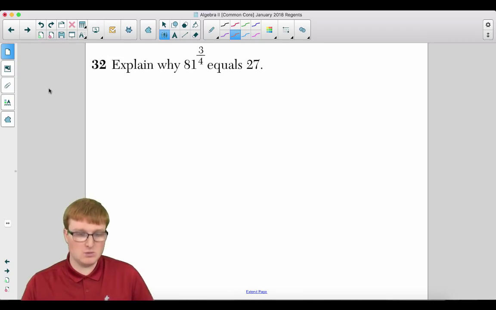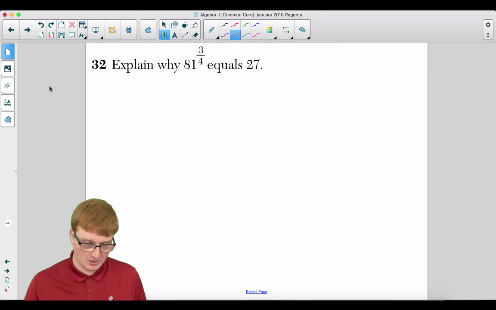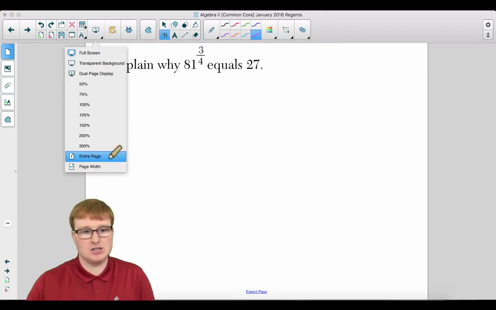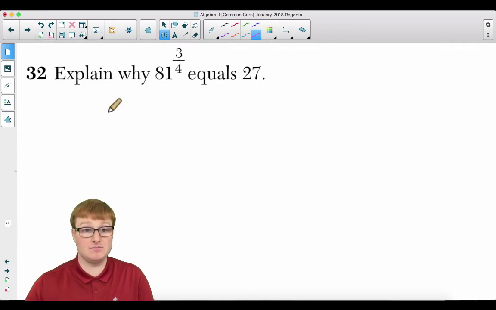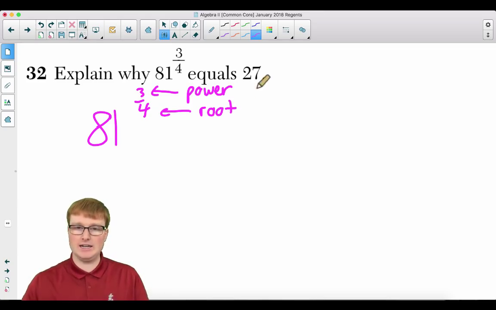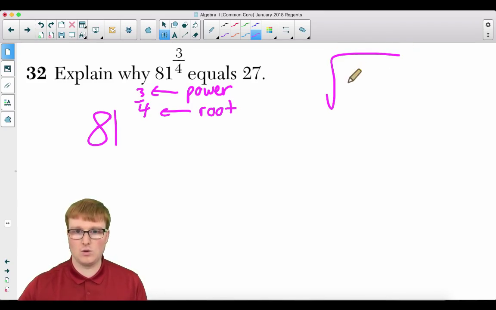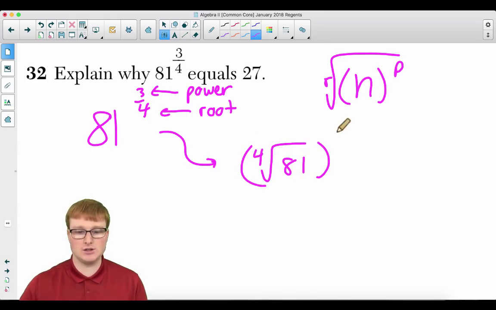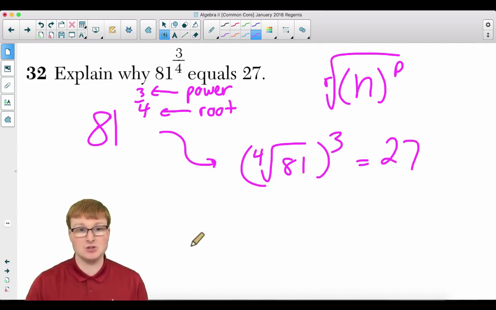Number 32, explain why 81 to the 3/4 power equals 27. They put this a lot on the Regents exams. So basically, you're dissecting each part. The 3 is your power. 4 is your root. You know how to write a radical in the form of the radicand raised to the power with the root over here. So basically you're saying that this can be rewritten as the 4th root of 81 raised to the 3rd power, and that equals 27.